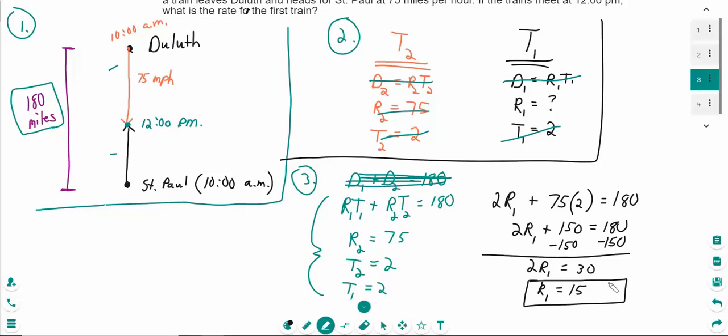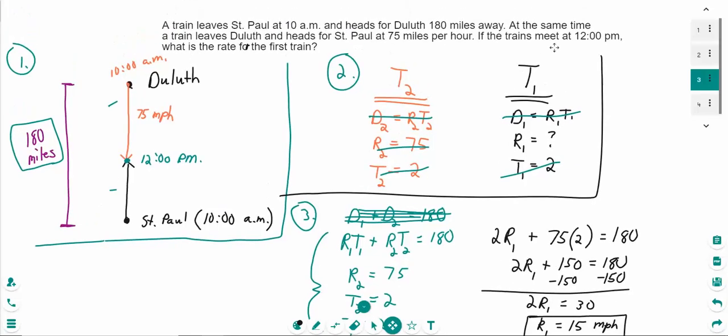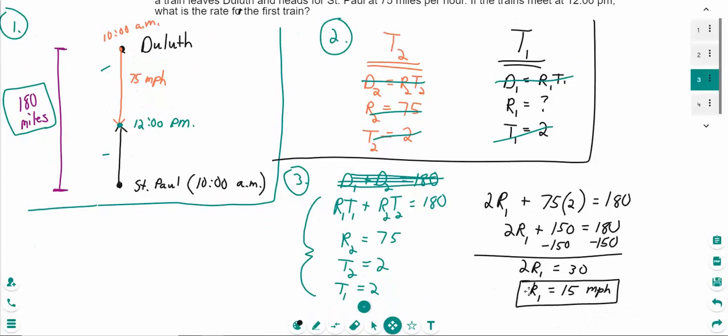So the rate of train number 1 is 15 miles per hour. And that is, in fact, what they wanted to know. They wanted to know what is the rate for the first train. So the first train is traveling at 15 miles per hour. A lot slower than the second train. Okay? Very good. That is the process.